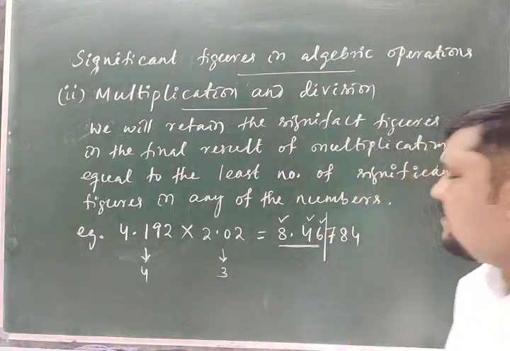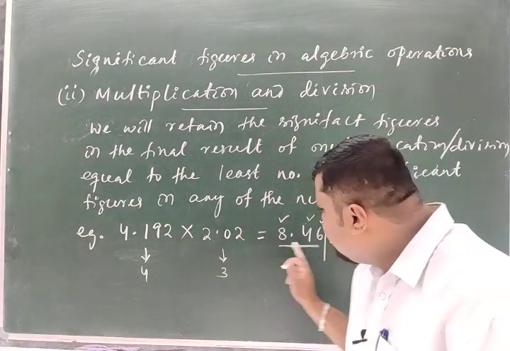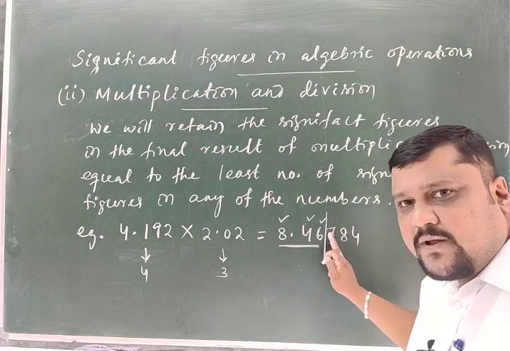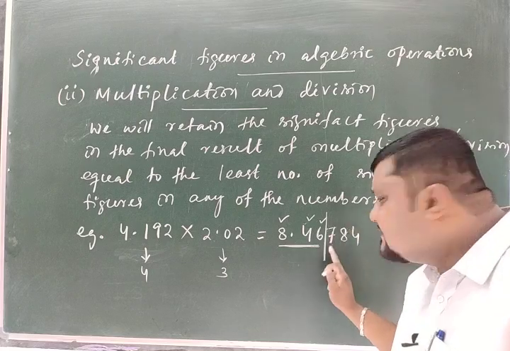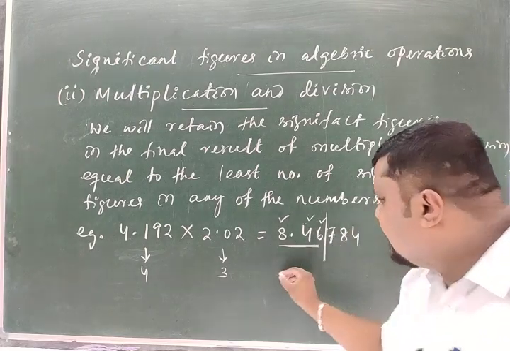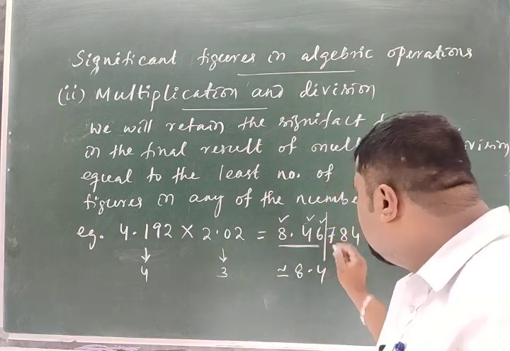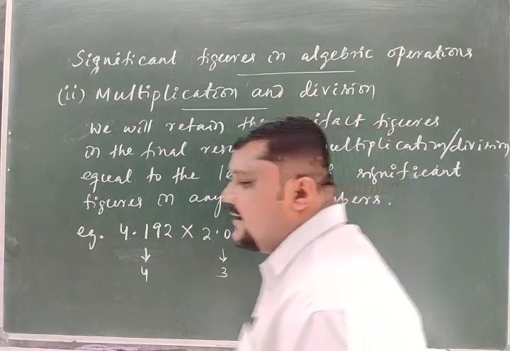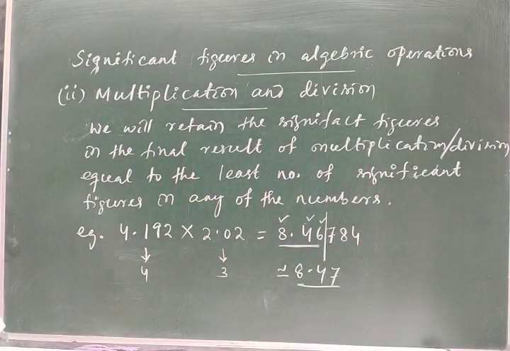So this one is dropped. Now we go for rounding up, meaning I will keep up to 3. So I will drop this one, 7 is dropped. According to the round off rule, the digit that is dropped is greater than 5. So the result I will write as 8.4 raised by 1. So this is the result, 8.47. Okay. So this is the multiplication rule.